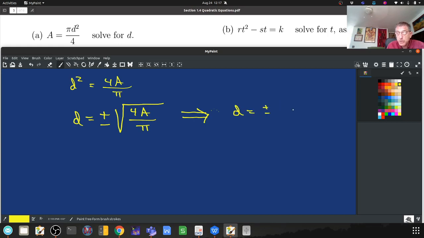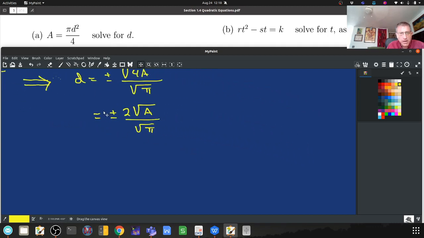Now I'm going to use the quotient rule for radicals: the square root of 4a divided by the square root of pi. That has one further simplification. Since 4 is a perfect square, 4 is 2 times 2, I can move it out from underneath the radical. So 2 times the square root of a divided by the square root of pi. If you go any further than this, it's purely a matter of taste. That's what d is equal to. I'm quite fine if you stop right there.